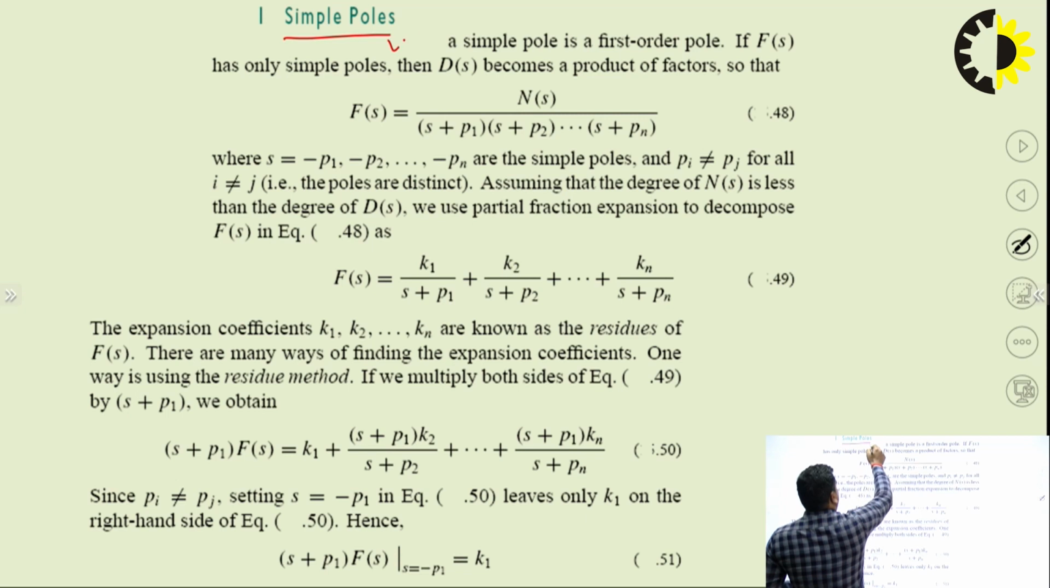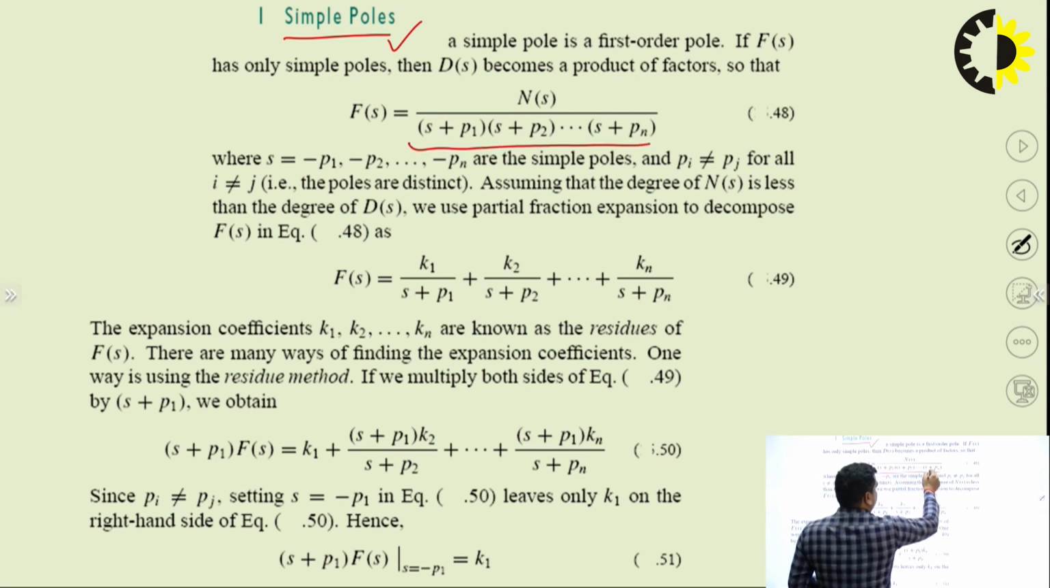In the simple pole expression, we have poles like P1, P2, P3. If we have simple poles, with no repeated poles and no complex poles, then we can write F(s) in this form. We take K1 to Kn as constants.